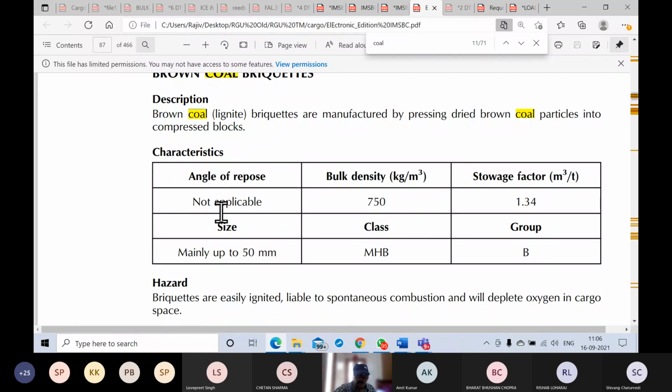Everything is provided here. You can come to it. Angle of repose, not applicable. Bulk density, storage factor, class MHB again. Material hazardous in bulk. Group is B. Size is also specified, mainly up to 50 mm.